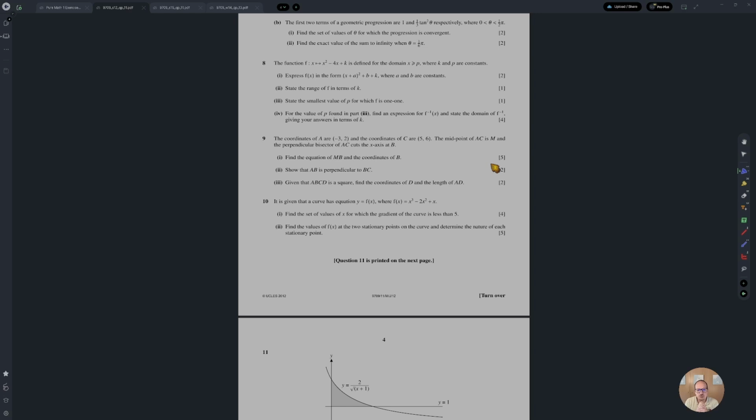That's the first question. And then find the values of f of x at the 2 stationary points on the curve and determine the nature of each stationary point. 9 points for this question. And this should be answered, if you know what you're doing, in a few minutes, a couple of minutes. Let's see.